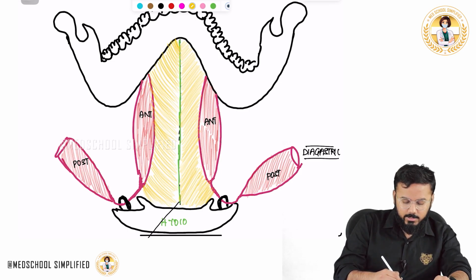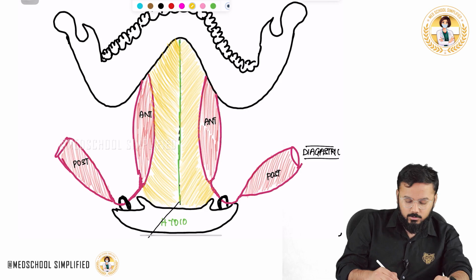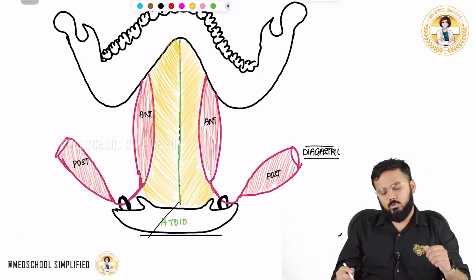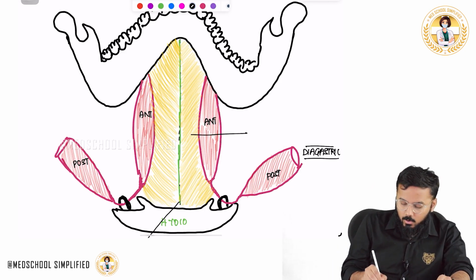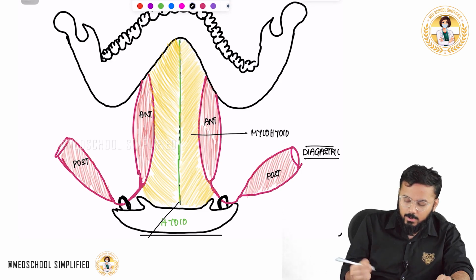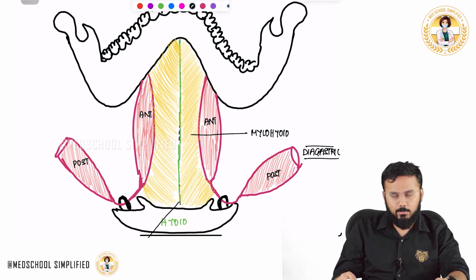You see there is another muscle on the opposite side. This muscle, which is located on the opposite side, is also called your mylohyoid muscle. Okay, so what is this muscle? This muscle over here is called your mylohyoid muscle. So this is your mylohyoid muscle.